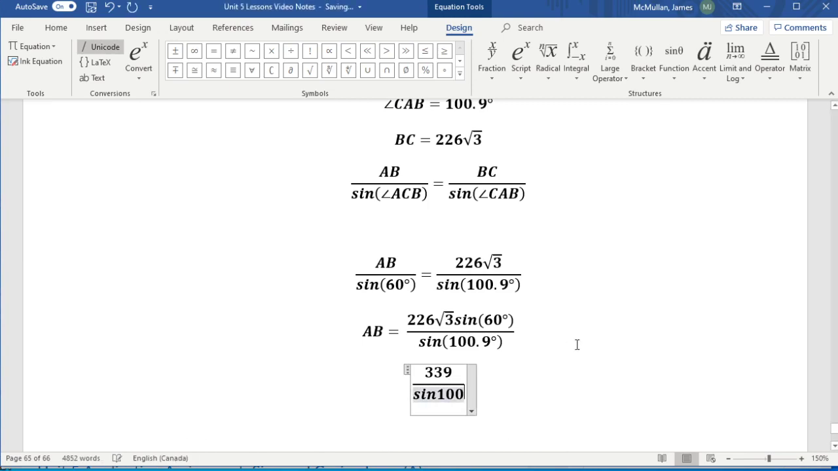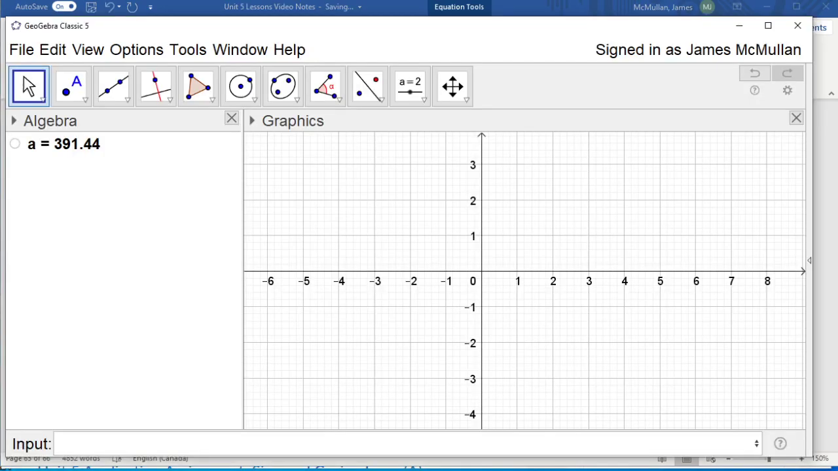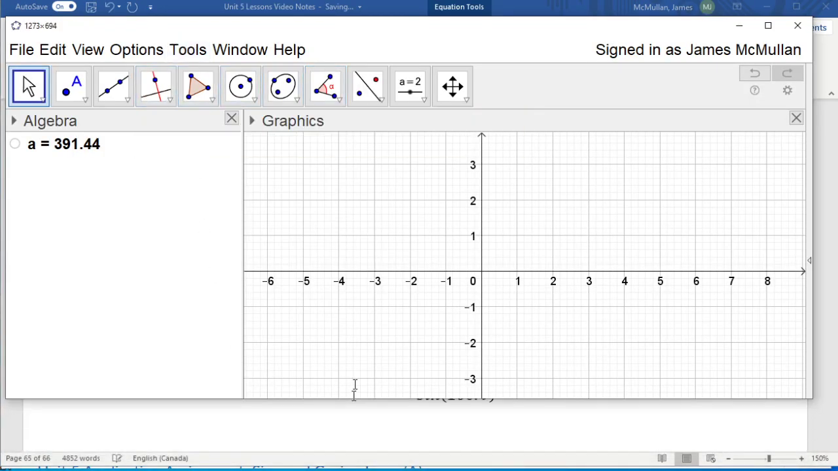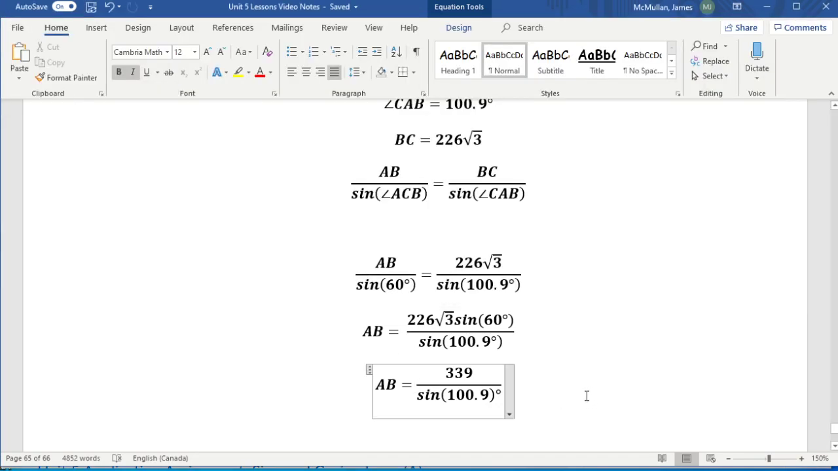I think I got that right. Let's do a quick check. So this is my number 226 root 3. If you rounded it, you would have got 391.44. So A times sine 60 is 339, good. And then B divided by sine 100.9 is 345.23.